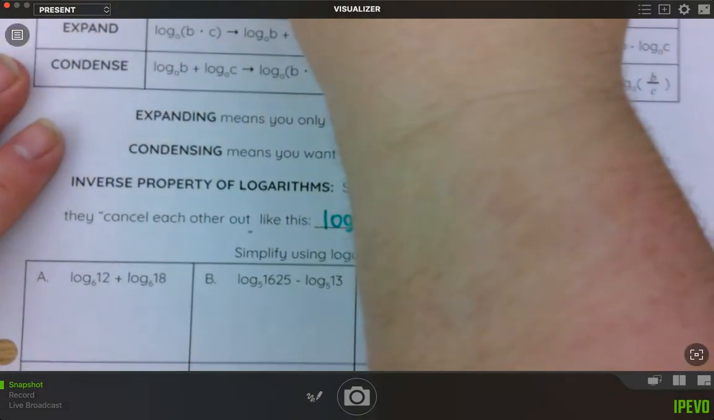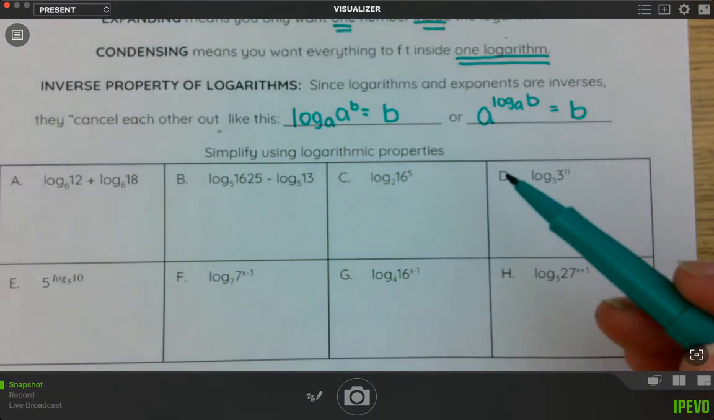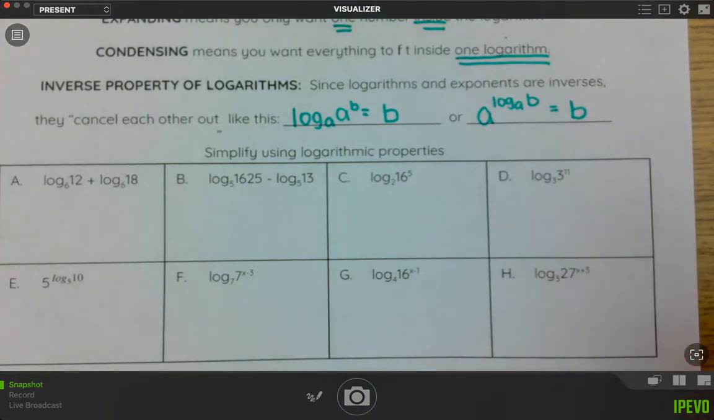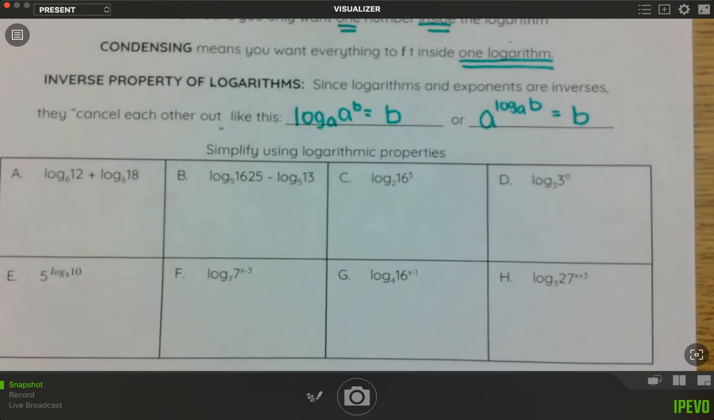So let's talk simplifying. And this just says simplify, it doesn't say expand or condense yet. We are going to be using the log properties, but when I say simplify, it's usually going to mean that you're going to get a value.